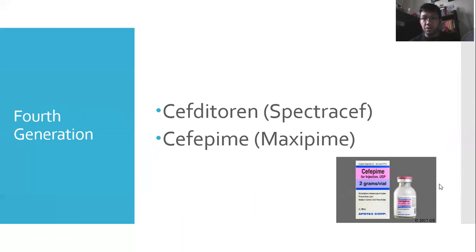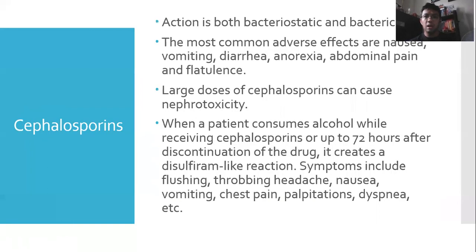And with regards to the different generations of cephalosporins, the higher the generation that has been prescribed to the patient, the more expensive the drug is going to be. So these are the different types of cephalosporins. Remember their common prefix, which is ceph. It always begins with ceph. What are their actions? It is both bacteriostatic and bactericidal.